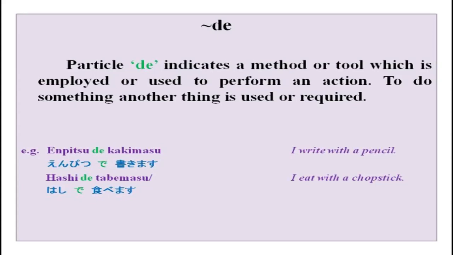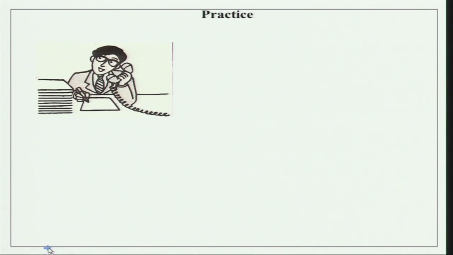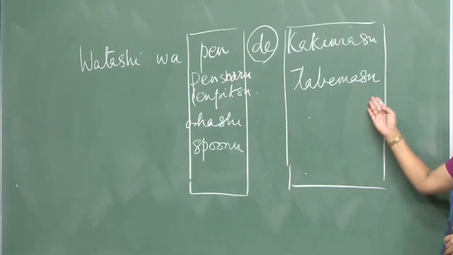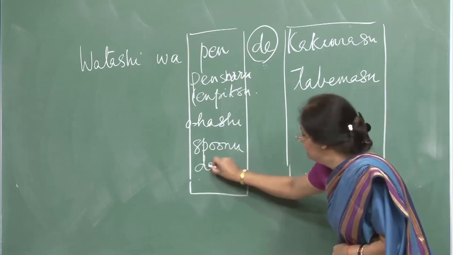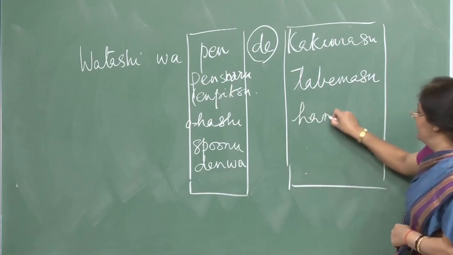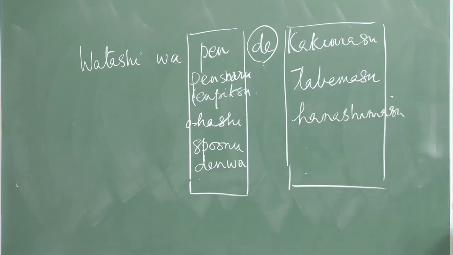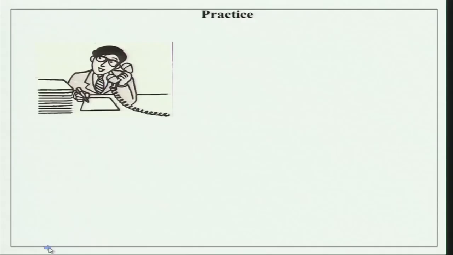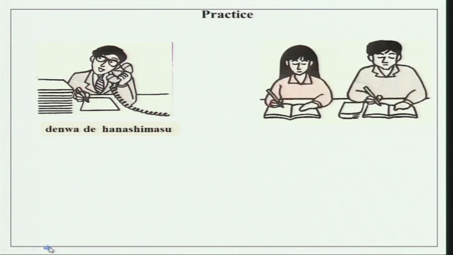Enpitsu de kakimasu, hashi de tabemasu. Now you can practice. Well, look at the picture and see what the gentleman is doing. What can you see? What is he doing? He is talking on the phone. So what is he using to talk? He is using a telephone. So denwa de hanashimasu. So you can add denwa over here. Denwa is a phone. Denwa de hanashimasu. You can see denwa de hanashimasu.